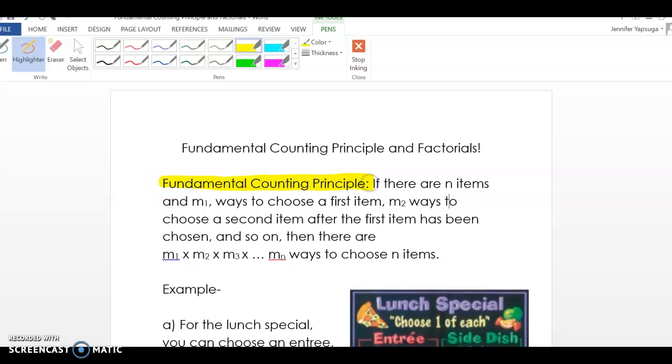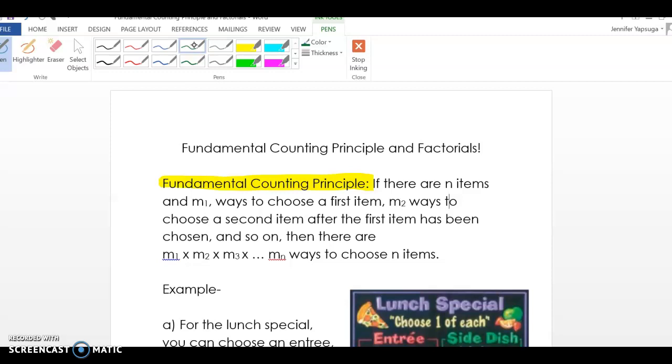Okay, so I am providing you with the definition here of what we call the fundamental counting principle. I'm just going to read the definition aloud to you and you can follow along. This says that if there are n items and m sub 1 ways to choose the first item, m sub 2 ways to choose the second item after the first item has been chosen, and so on, then there are m sub 1 times m sub 2 times m sub 3 times, we can go on forever, m sub n ways to choose the item.